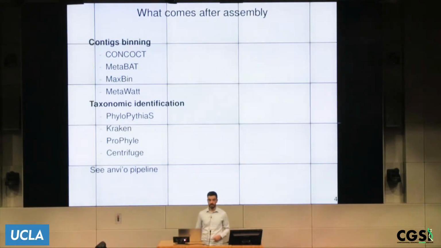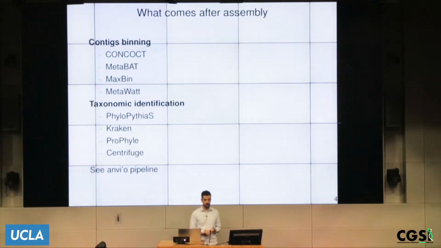All right, what comes after assembly? So this is not exactly my expertise, but I wanted to touch upon the later steps. After you have an assembly, what's typically done is called binning, which consists of taking contigs and trying to get bins of contigs which putatively correspond to the same species or the same strains. And there's a number of software for doing this, Concoct, Metabat, and so on.